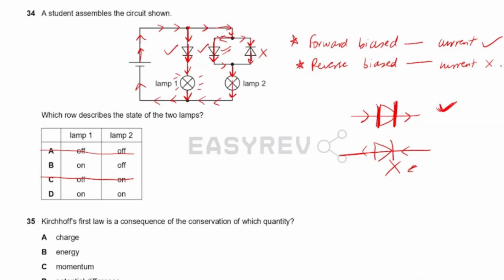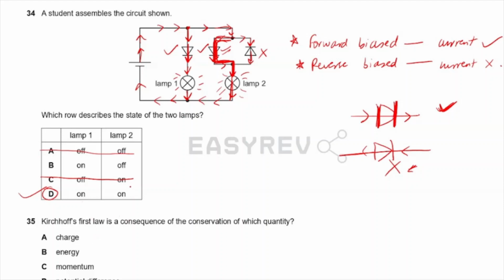Why? Because you still have one conducting pathway towards the left that is allowing current to flow through uninterrupted. So even though you have one diode that isn't forward biased, there are two others that are. So lamp 2 will turn on as is lamp 1. The answer is D. Now on to question 35.